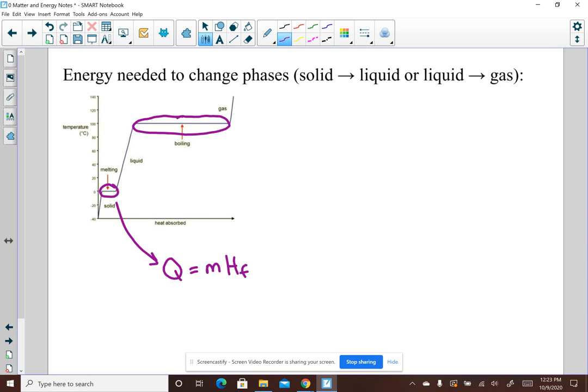For water, it's 334. And for vaporization, you would use the formula Q equals mHV. So again, m is the mass and HV is that constant that's given to you. For water, it's 2260. For a different substance, they would have to give you that information.